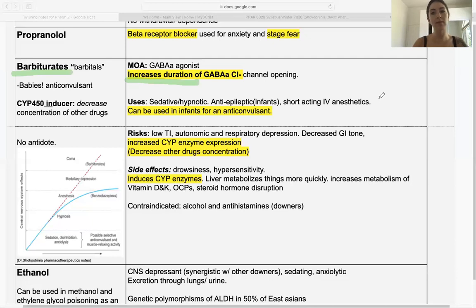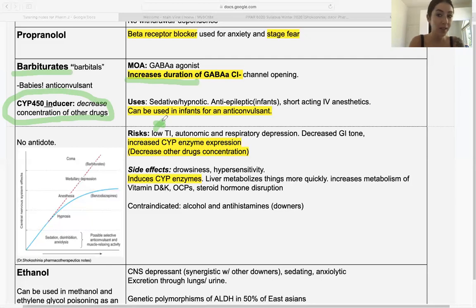So these are a little heavier than the benzodiazepines as well. It's a sedative and hypnotic, and this is why it's less commonly prescribed, along with this first risk. So barbiturates induce CYP450 enzymes. Remember that CYP450 enzymes are your drug metabolism.